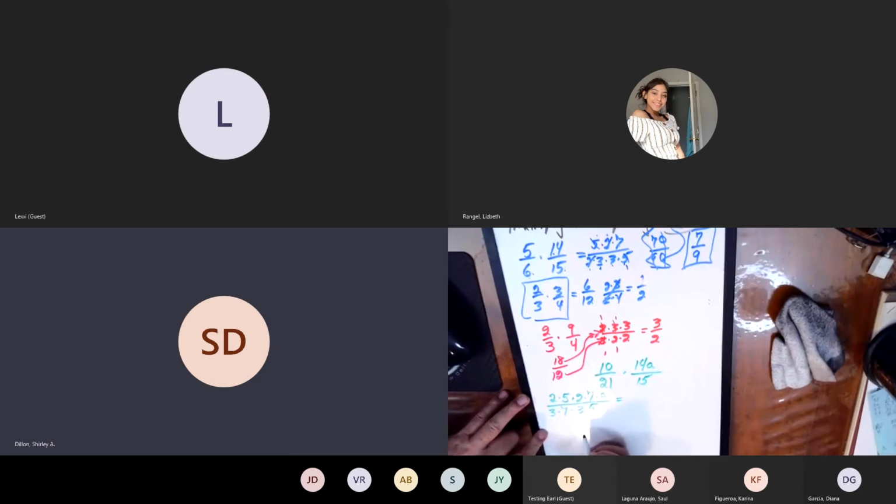And so now, what's reducing out here? A 5 is reducing out. 5 over 5 turns to 1. 7 over 7 turns to 1. So I'm left with 2 times 1 times 2 times 1 times a, 4a.